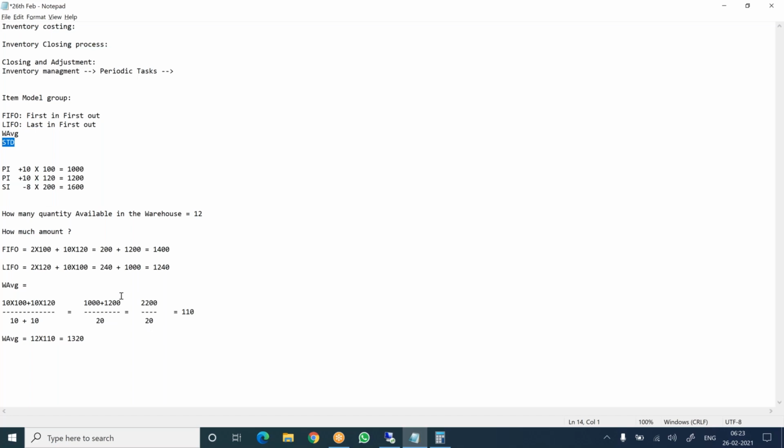Okay, now you have told this, this, and this. Let us see whether it shows in the same manner in the system. We'll try to create a new item, do these transactions quickly, and see how it is showing.